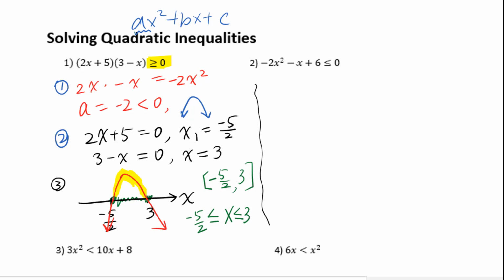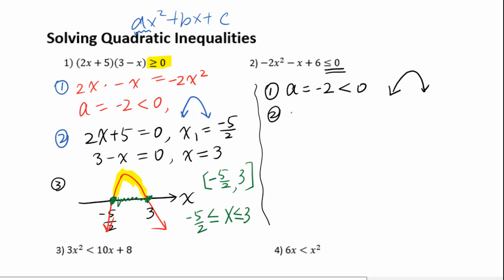Let's go to number 2. Negative 2x squared minus x plus 6 less than or equal to 0. Since this is a less than or equal to 0 form, then check a. A equals negative 2, less than 0. So the graph is like this, open down.